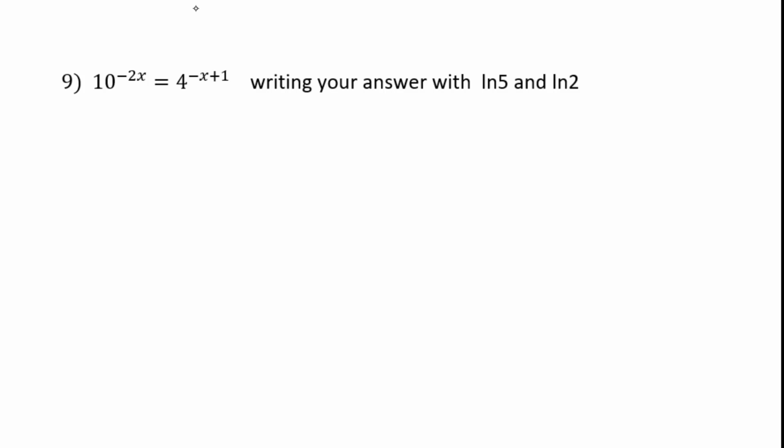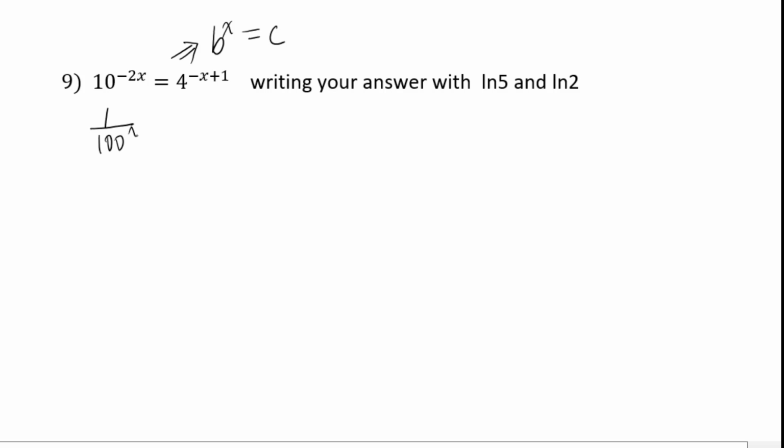Let's go to number 9. First of all, we need to change this equation into b to the x power equals c form. For 10 to the negative 2x power, we can write down 1 over 100 to the x power equals 4 to the negative x power times 4 to the first power. 1 over 100 to the x power equals 4 to the negative x power, we can write down 1 over 4 to the x power, then times 4.